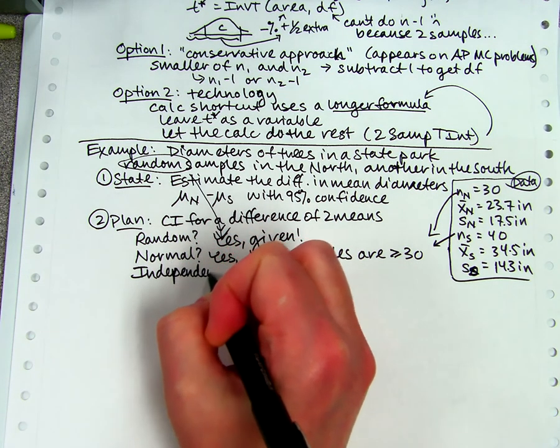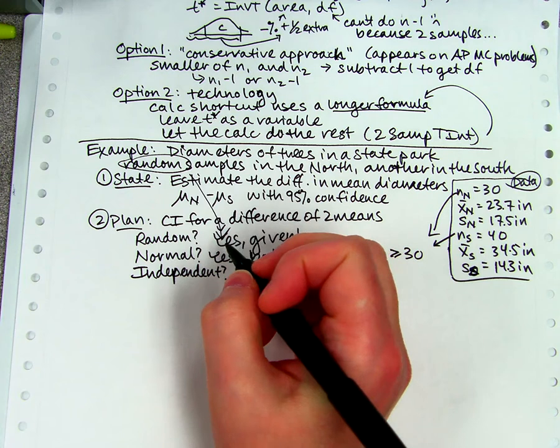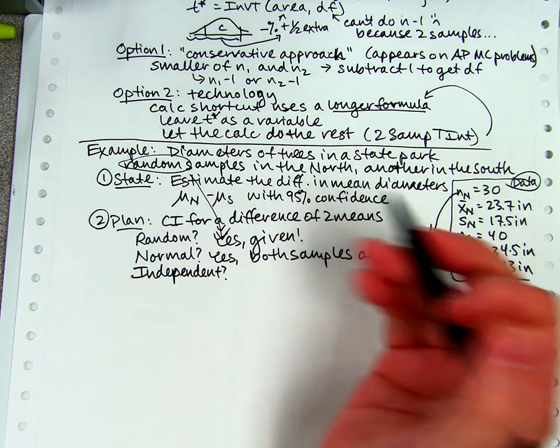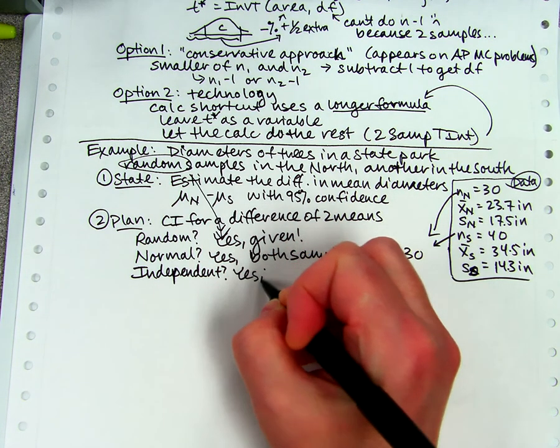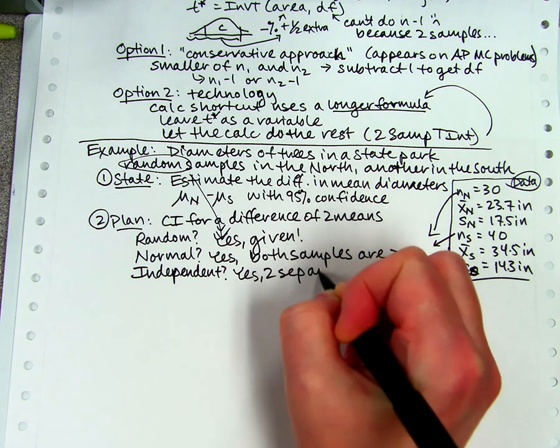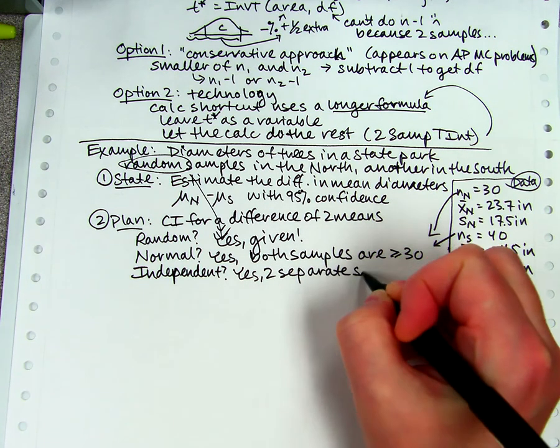You have to check 3 things. You have to check, are they separate samples of the north and south? There's no way they could have not been separate. So yes, there are 2 separate samples independent of each other.